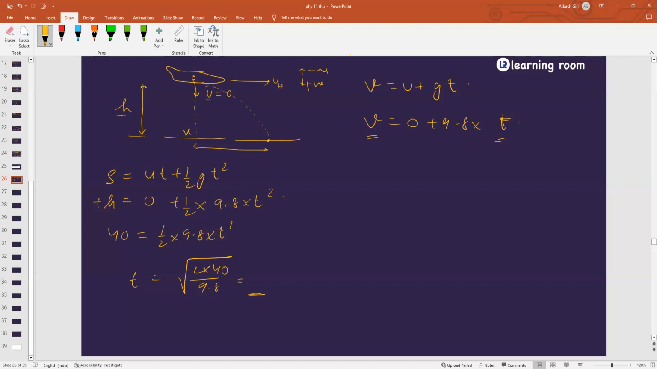Are you getting my point? Yes or no? Tell me this time value and tell me this velocity value while putting the values. Tell me, do it fast.